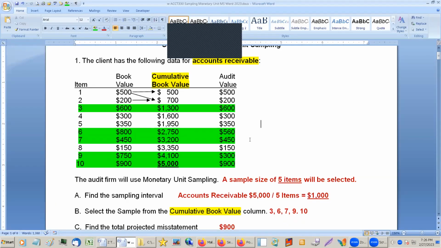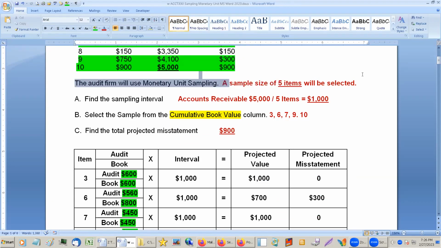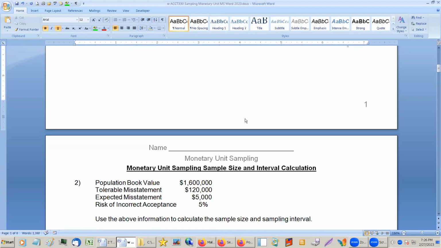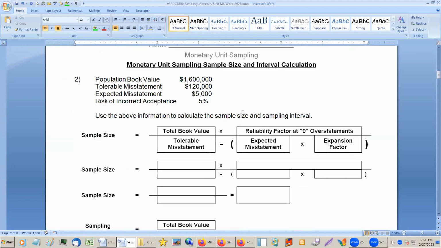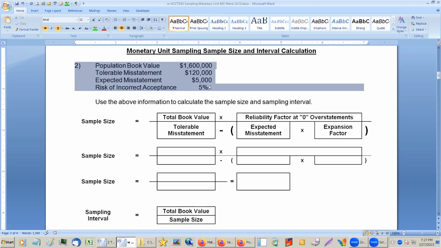All right. Well, the next thing we're going to look at is this. How do we pick a sample size? We came up with 5 items here. How do you find that? And that's what we're going to do in the next page. And we got this formula. So it's not as easy as I made it out to be, but it's monetary unit sampling, sample size, and interval calculations. So there's a few accounts that we have here.